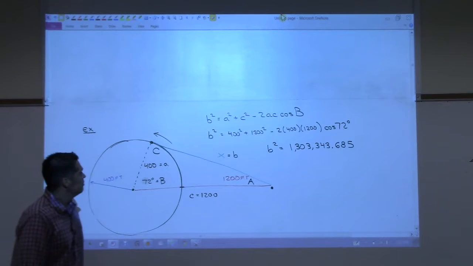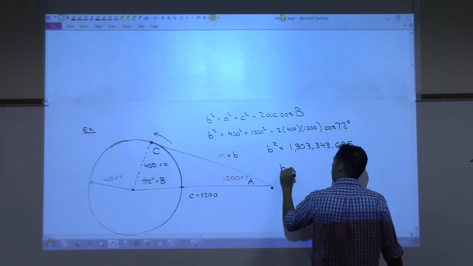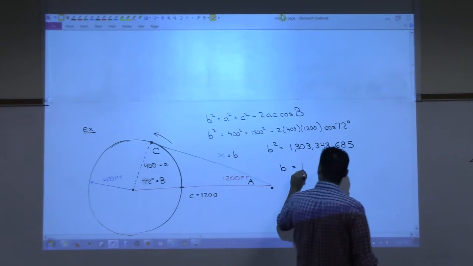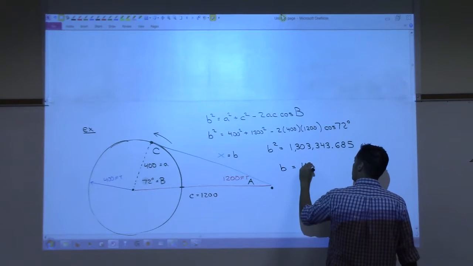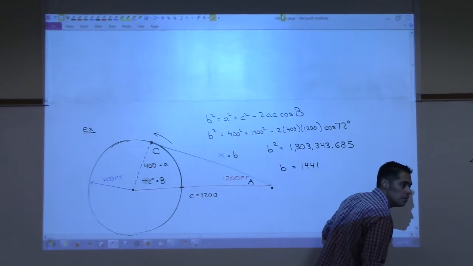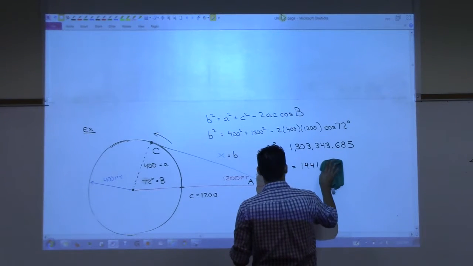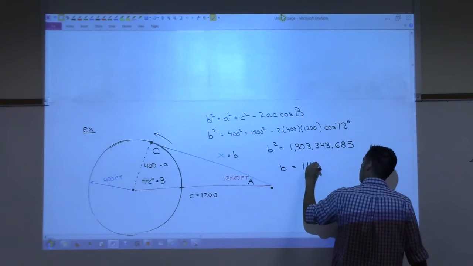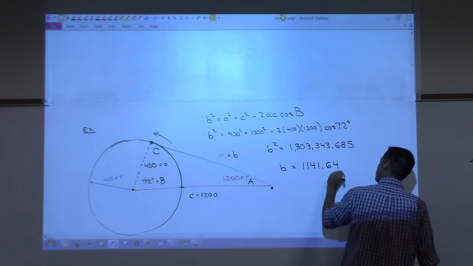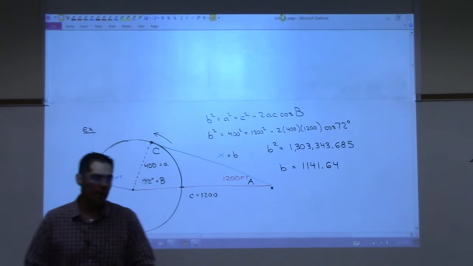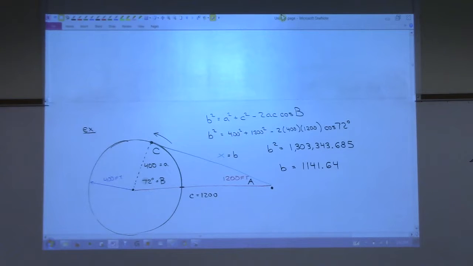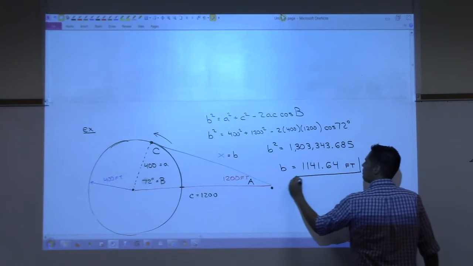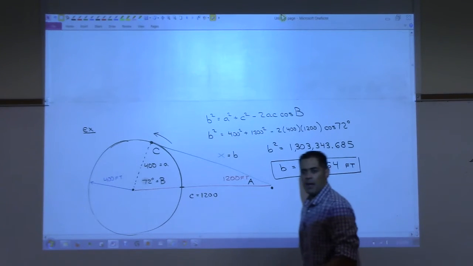And now take the square root. So when you take the square root, and we're only going to look at the positive answer, you get what? 1,141.64. Feet, right? I didn't say the units here, but it's feet. Does that seem okay? Yeah.